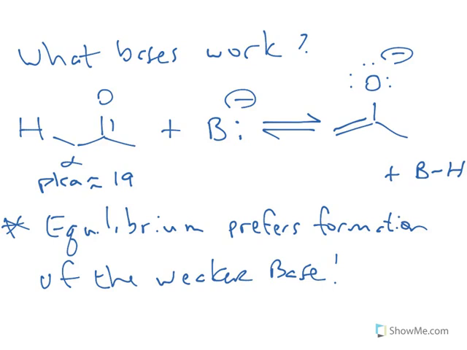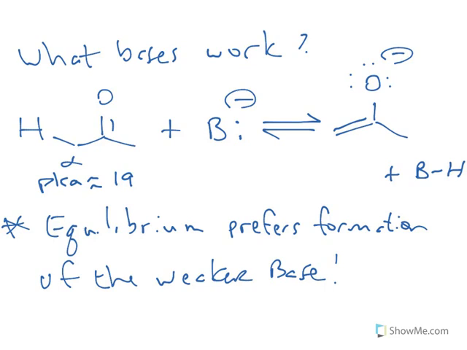Where's the acid on our product side? Well, it's going to be BH. BH is our acid. Well, what's the pKa of that? Well, it's impossible to know because we don't know what B is. But what would you want it to be for the reaction to go all the way to the right? Well, equilibrium prefers formation of the weaker base.